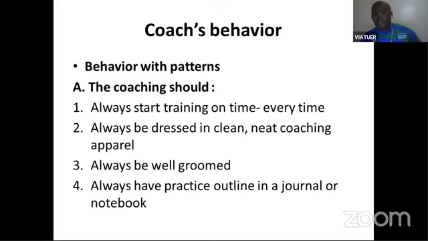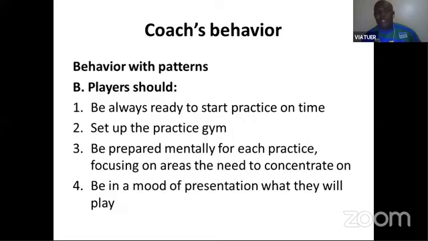He has to have a planned agenda or notes for the training. And then you also have to have some behaviors for the players, or how players should behave with the coaches, or what the role of the coach is on how players should behave. So players should always be ready to start the practice on time, should set up the practice gym, should be prepared mentally for each practice, focusing on areas they need to concentrate on, be in a mood of presentation on what they will play.